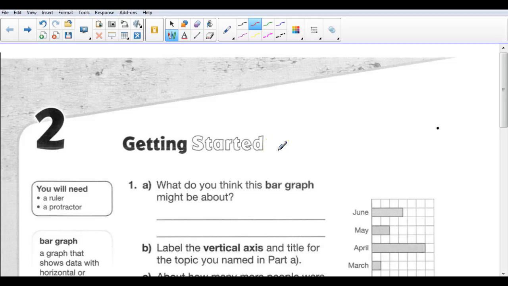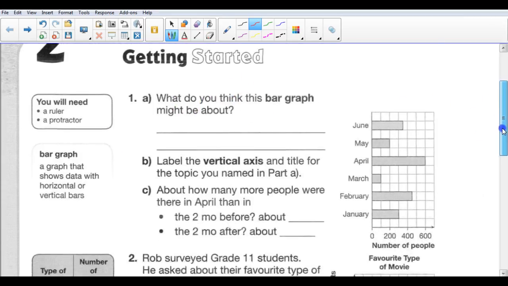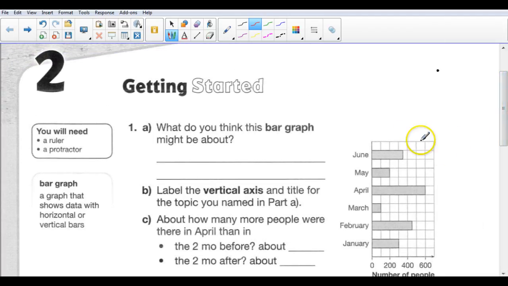And first thing we're going to do is we're going to talk about the first kind of graph, and that's what's called a bar graph, probably the easiest one to see and interpret and to get information from. So let's look at this bar graph here on the right.